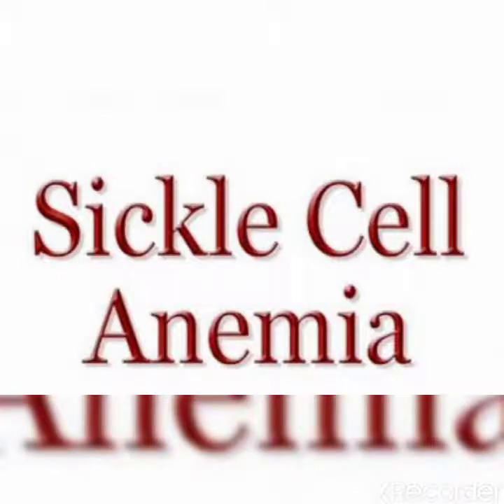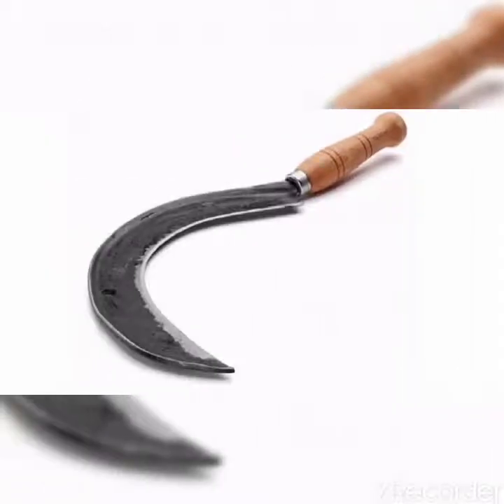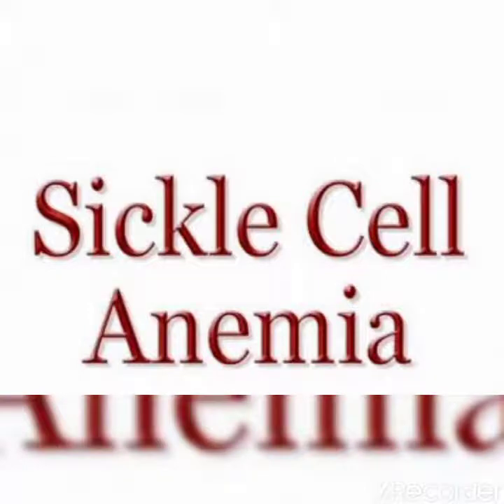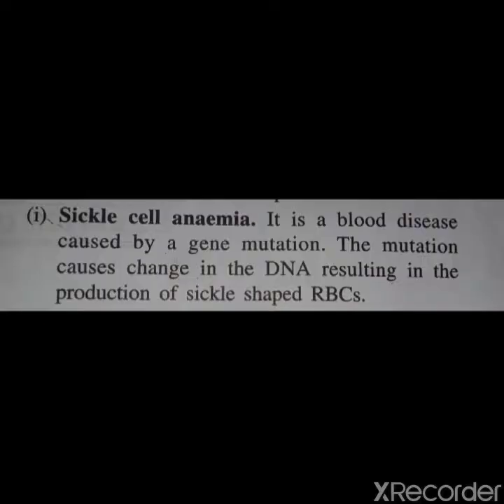The spelling of anemia is ANEMIA. One more spelling is there, ANAEMIA. Both are correct. You can see the shape of the sickle. So sickle cell anemia is a blood disease. It is a blood disease caused by a gene mutation.